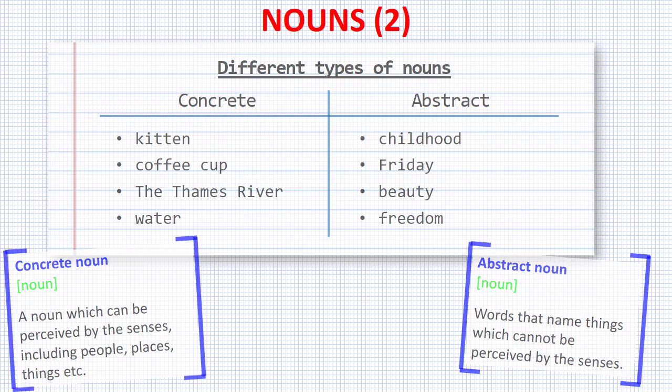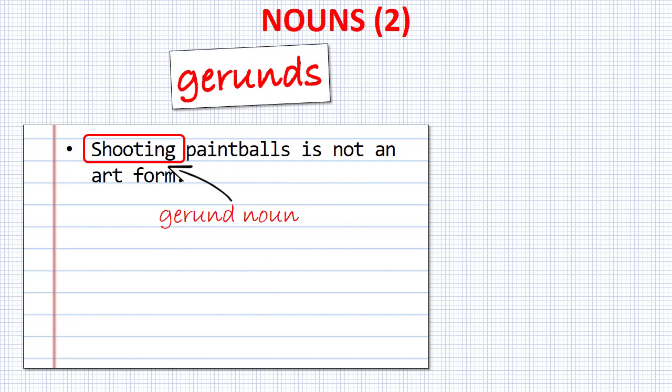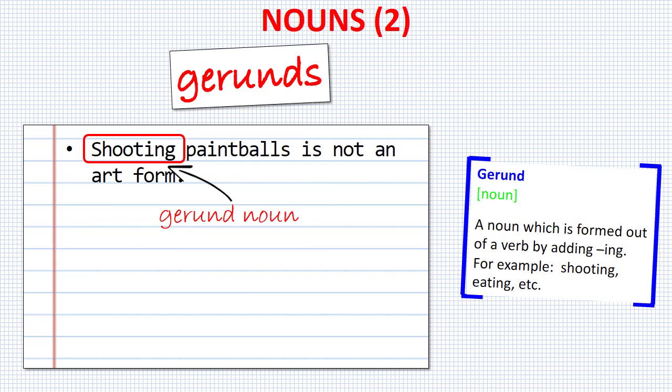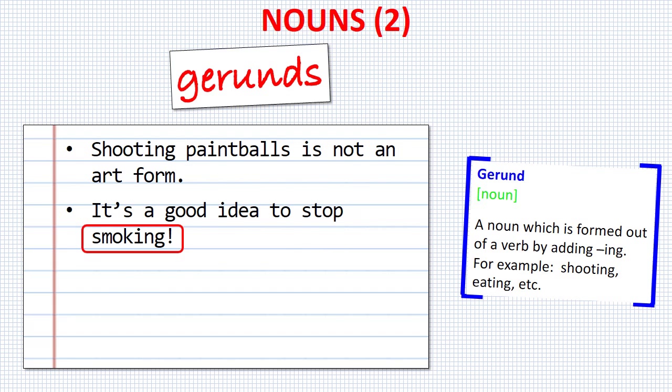Another common type of noun is the gerund. Here's an example. This is a noun formed out of a verb. All gerunds end in ing. Here are some more examples.